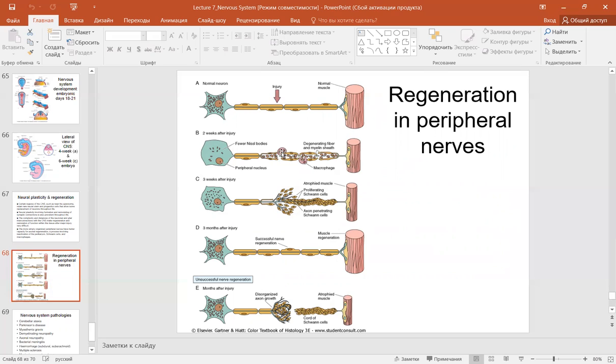The Schwann cells are proliferating and restoring the axon permeability, developing the root from which the axon will further grow and enter the end plate of the neuromuscular junction. But it can be a cord of Schwann cells and disorganized axon growth.